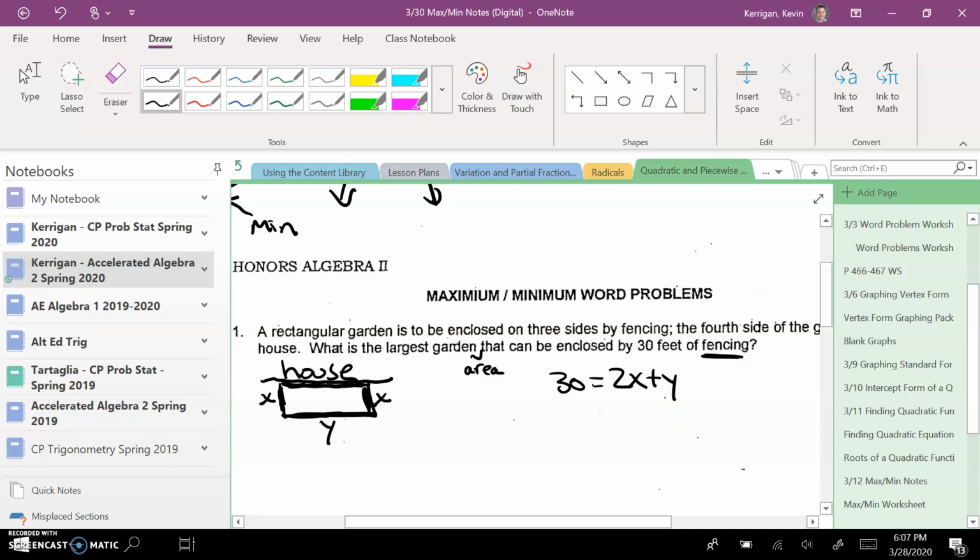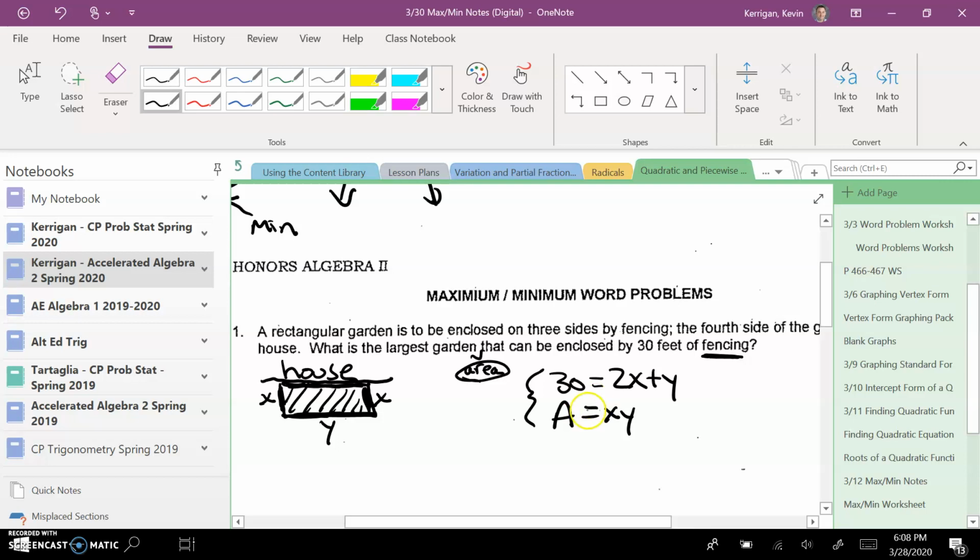Now, the main part of any max and min word problem is to try and understand and have a concept of what it is that you're trying to maximize or minimize. In this particular example, what we want to do is maximize the area. So for a rectangular shape, area is just going to equal length times width, or x times y. Okay? Now, notice I have a system of equations. One was for my perimeter, one was for my area. Whatever you are trying to maximize or minimize, that is the equation that you want to work with.